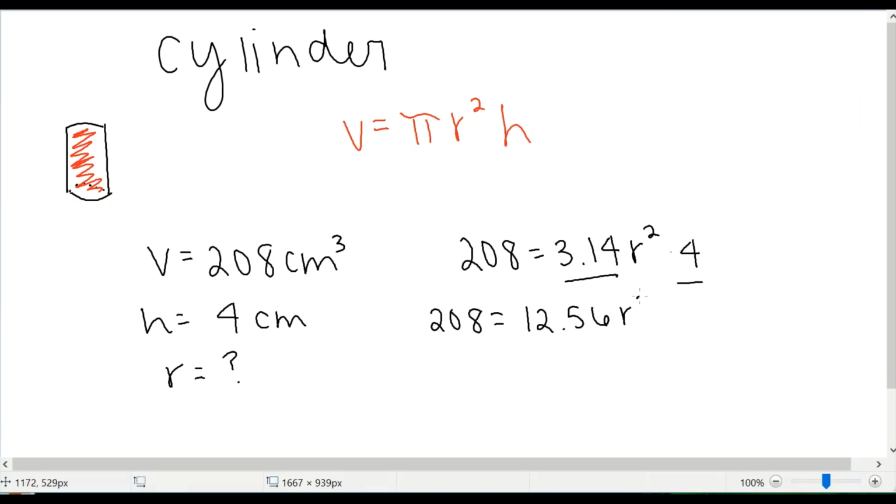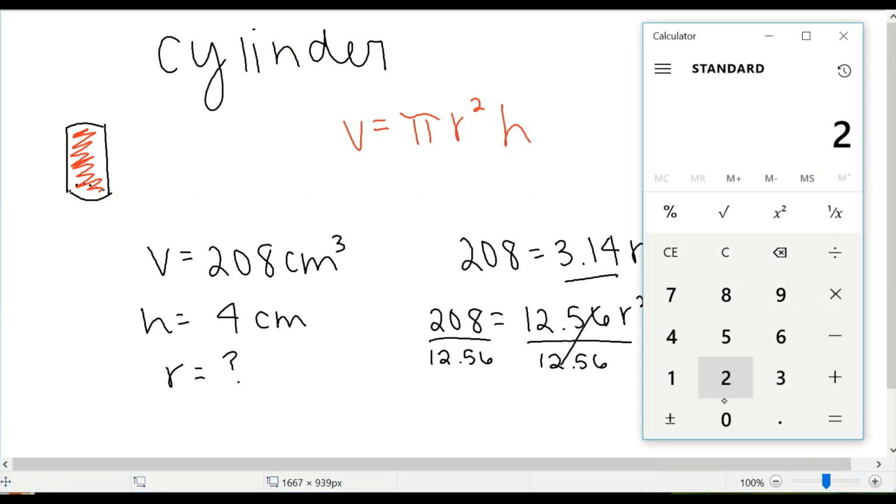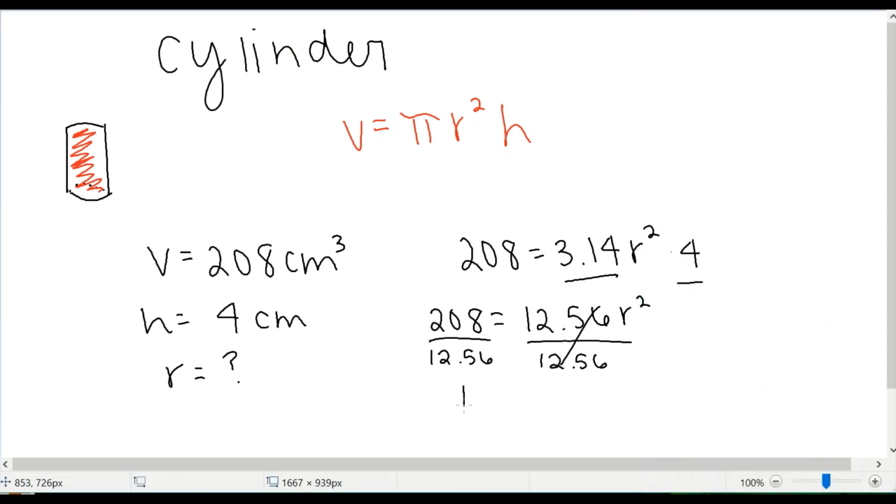And then r squared. The next step would be to divide both sides by 12.56. So it's gone right there. So I've got 208 divided by 12.56. That gives me quite an ugly number. I'm going to just round it to 16.56. 16.56 equals r squared. Now, I just randomly chose that because this is an example.